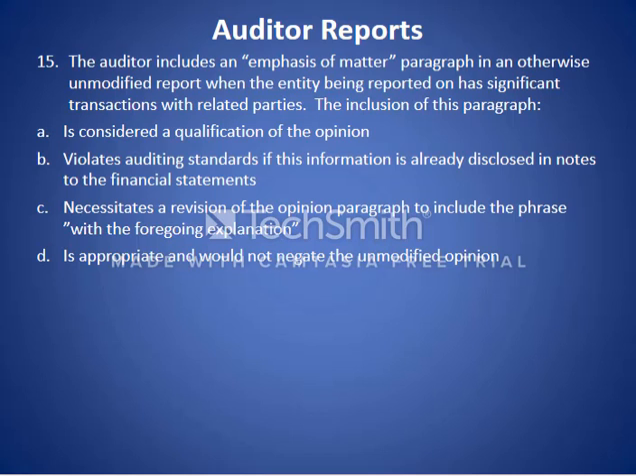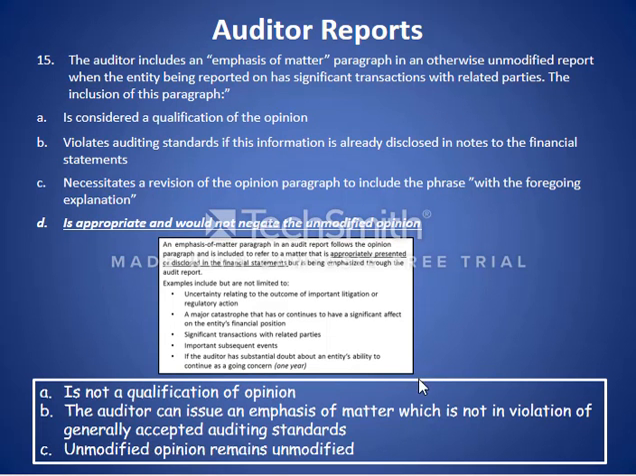Okay, let's look at the answer to question number 15. When we say the inclusion of this paragraph, D, is appropriate and would not negate the unmodified opinion. If we take a look at answer A, it is considered a qualification of opinion. In this case, we're saying basically it's an unmodified report, so there is no qualification of opinion.